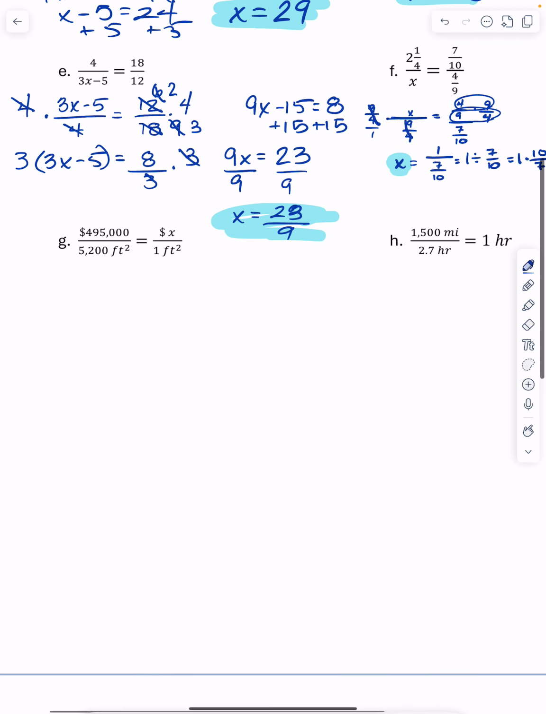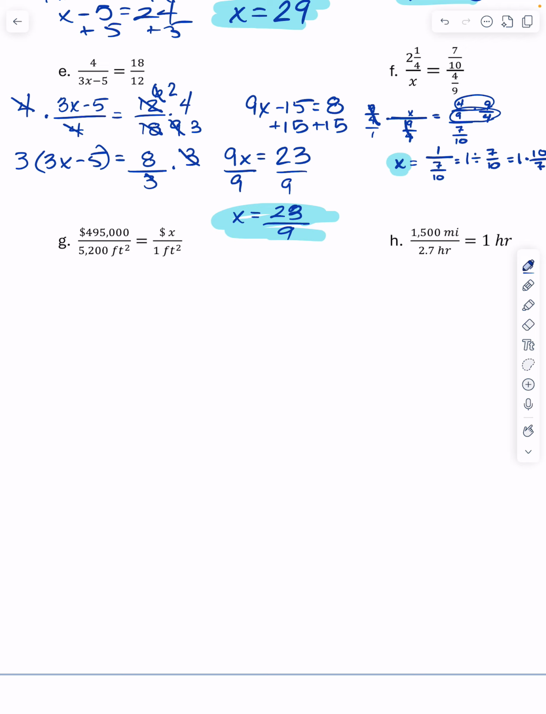Last thing we want to do is find unit rates. And unit rates just means we are converting to something with a 1 in the denominator. These are our per rates. And we get those just by dividing.